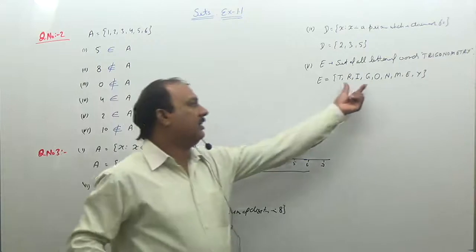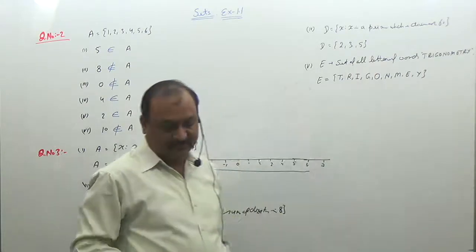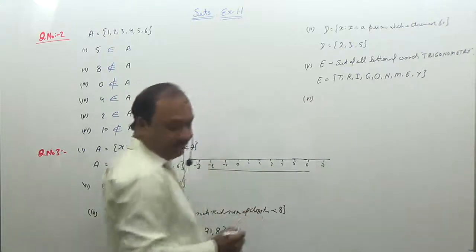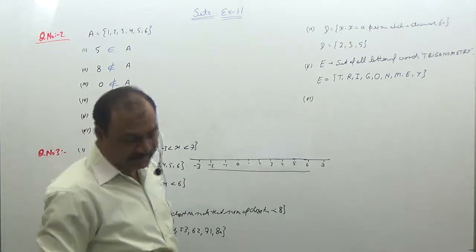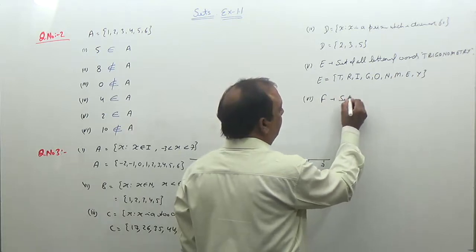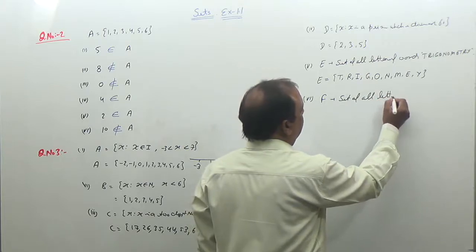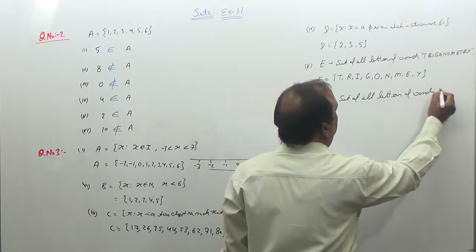So we have written its roster form; this was given to you as the set builder form. Next part of this question is the sixth part. Sixth part is the set of all letters of the word better. F is the set of all letters of the word better.